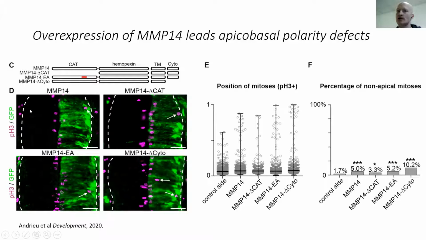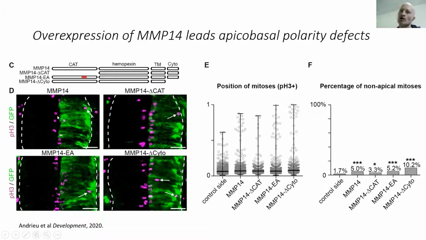If you see on the left side of each image, you have those purple dots that are aligned on one side of the tissue. But then if you look in the green area, you have some of the purple dots that are on the opposite side, where you have those white arrows. You can see some of these purple dots on the basal side of the tissue. And this is indicating that when we overexpress this MMP14, we have a problem of polarity.